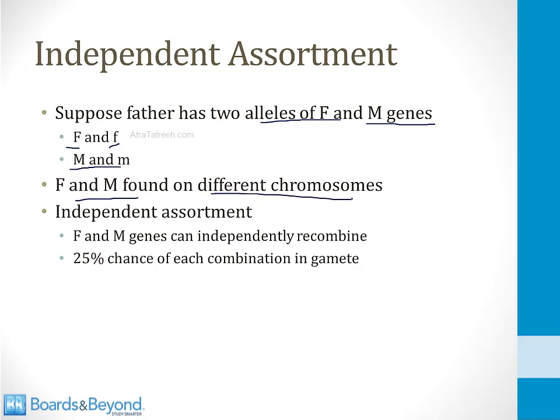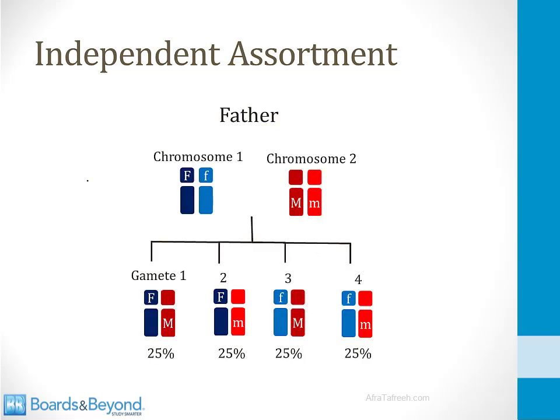If this is the case, the F and M genes will independently assort. This means that they can independently recombine, and we'll get a 25% chance of each mixture of the F and M genes in a gamete. To make this more clear, let's look at this picture I've drawn on the screen.